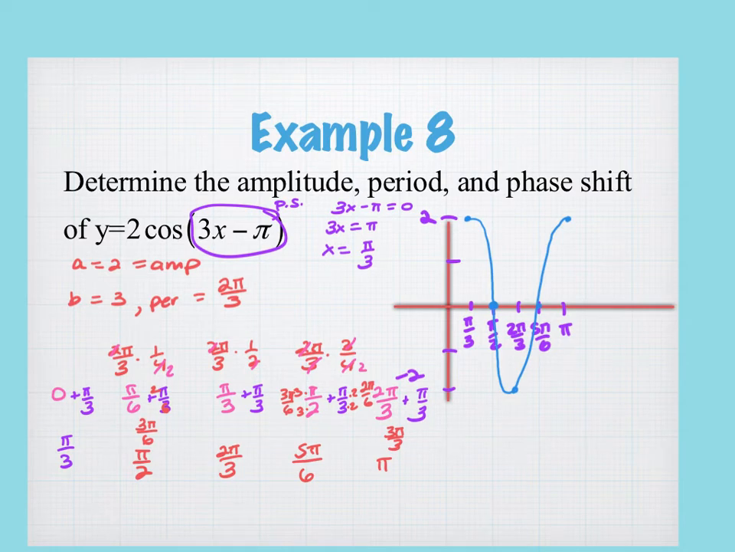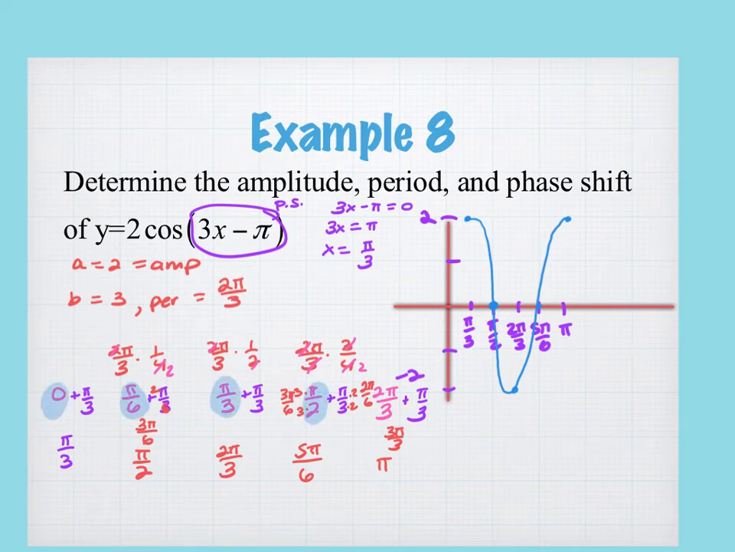Okay, it should look something like this. So your A is 2, which means your amplitude is 2. Your B is 3, so your period is 2 pi over 3. Take that 2 pi over 3, multiply it times a 4 times a half and 3/4. And I got these original points. Pi over 6, pi over 3, pi over 2.